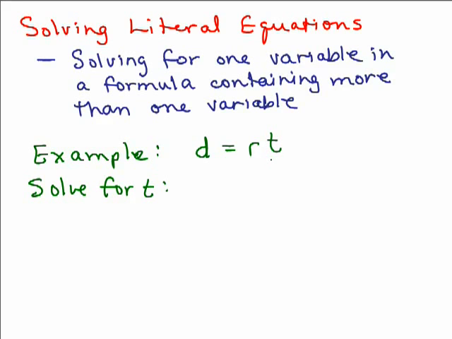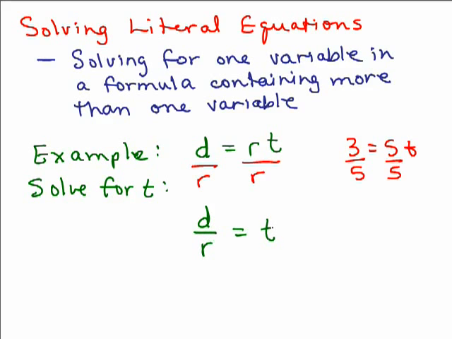Well, pretend like d and r are numbers if you don't know where to start. So for instance, what if it had been something like 3 equals 5t, for an example? How would you solve this? You would divide by 5, right? But there's not a 5, there's an r, isn't there? So what we want to do is divide by r to isolate the t. And so we get d over r equals t.